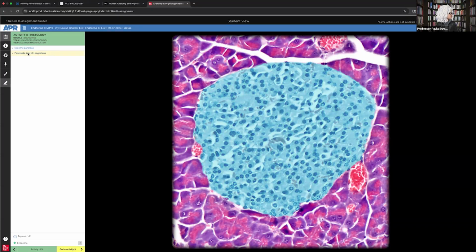You can call them pancreatic islets or islets of Langerhans. That is an older term. We just simply call them pancreatic islets. Click on the eye so you can see what hormones are released by the pancreatic islets.